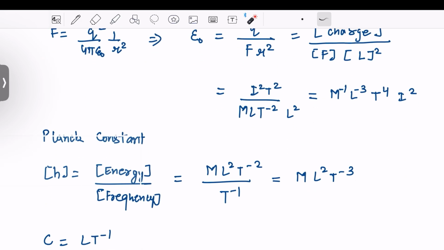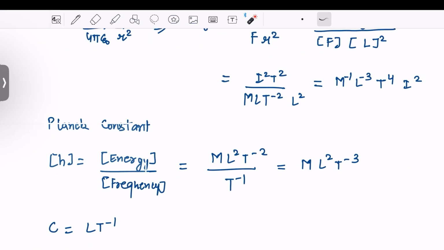And then the next thing is Planck constant. From the energy equation, E is equal to h times frequency, Planck constant becomes energy divided by frequency. We know the unit of energy; you can think about kinetic energy and get the unit from that. The unit of frequency is 1 over time, so this is time to the negative power. And you get the unit of Planck constant from this. And speed of light is distance over time, so this is very easy.